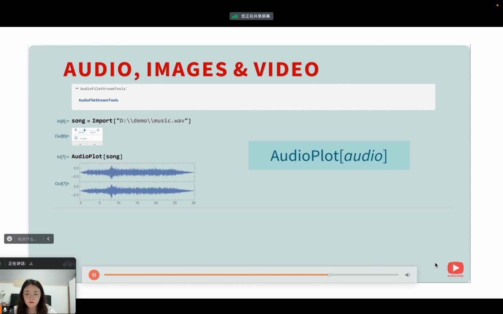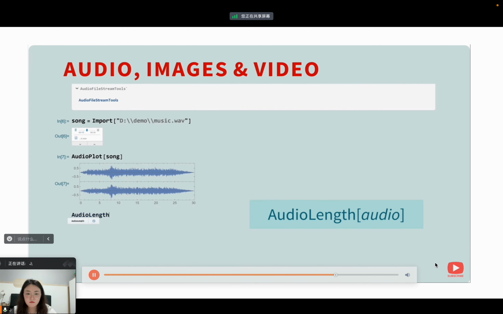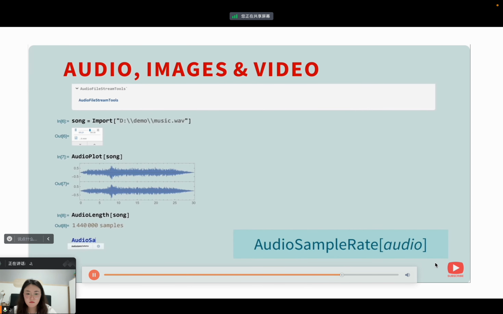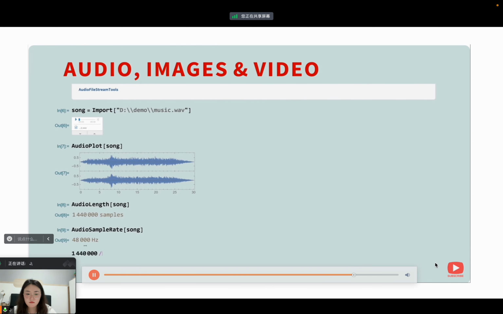You can now look at various properties of this audio file. AudioLength gives you the song length in samples. The AudioSampleRate shows you how many samples per second were stored when recording this music. And if you divide the length by the sample rate, you get the length of the track in seconds, 30 seconds. If you look at the plot, you can see this track is 30 seconds long.